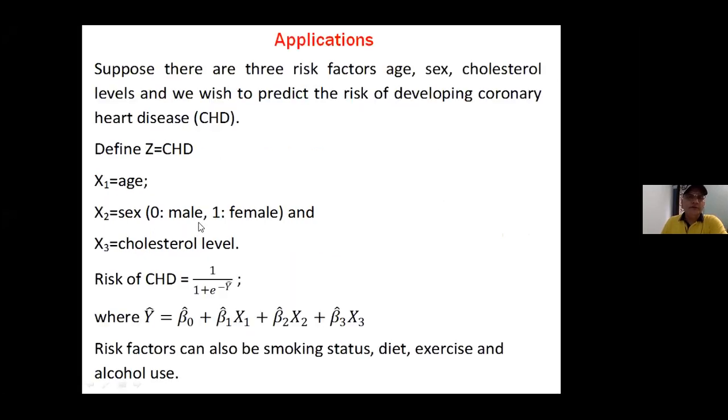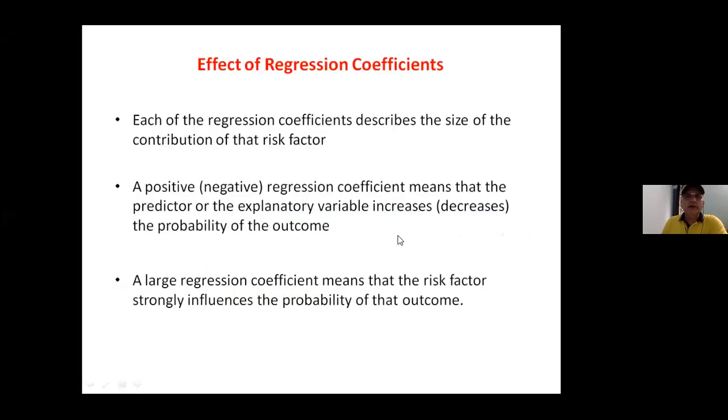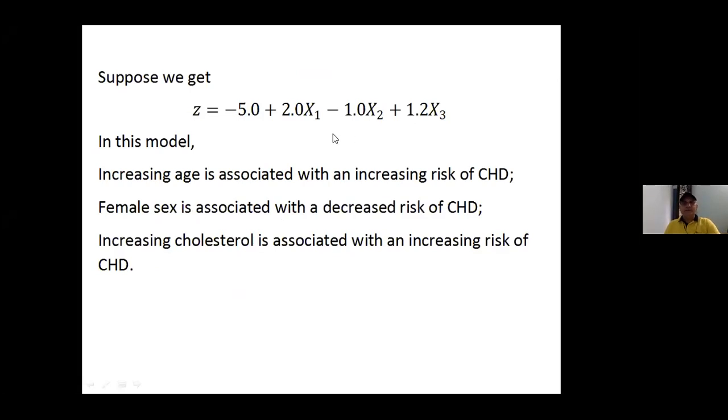And you substitute the value of Z or Y. This is basically Y in this equation. I'll get the risk of the coronary heart disease, and this will be between 0 and 1. Suppose this value is coming out to be 0.73. That means the person whose age is 65 and cholesterol level is this much has a 73% chance of developing a coronary heart disease, right?